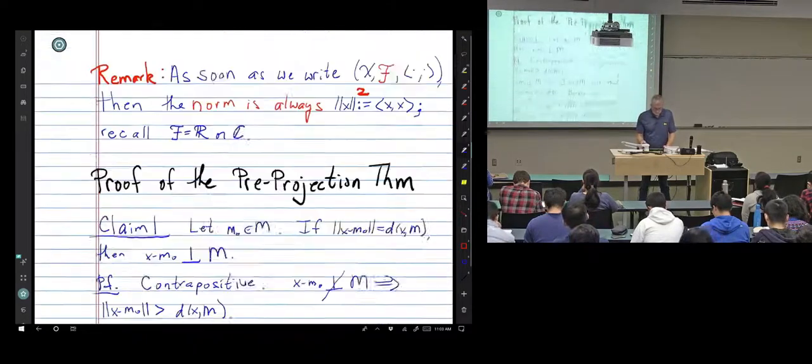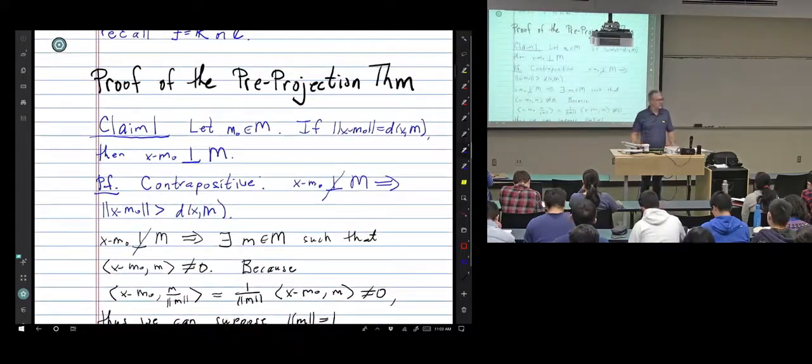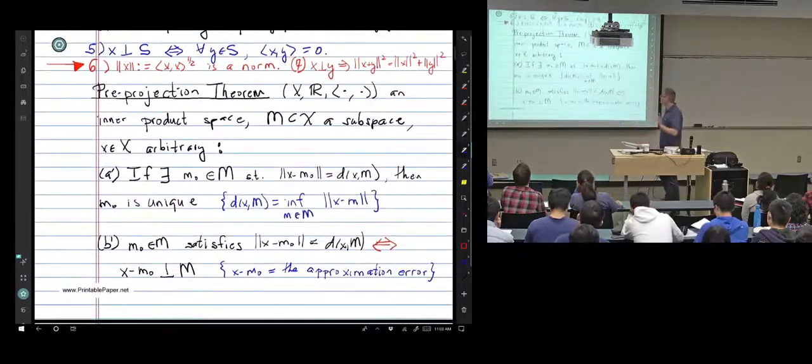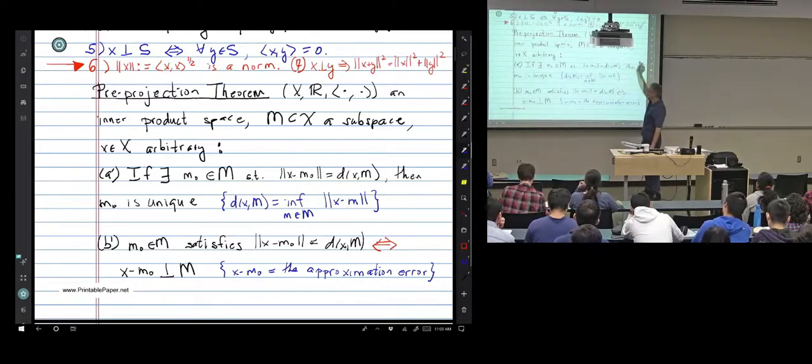Now, where in our proof did we use the fact that M is finite dimensional? We haven't, okay? Only in my picture. That was two-dimensional. We used the fact that it was two-dimensional to draw a picture, okay? So everything here is true in an infinite dimensional inner product space X, okay?